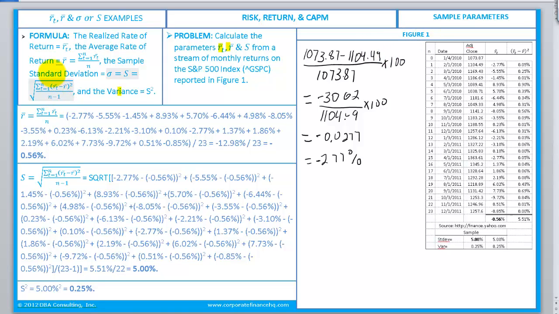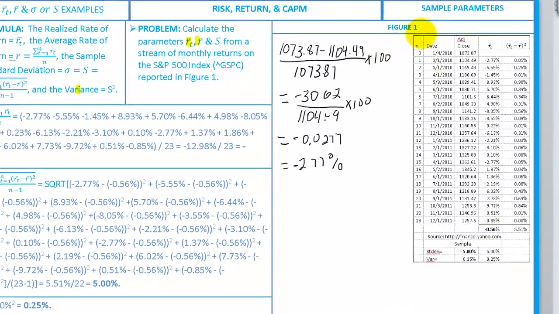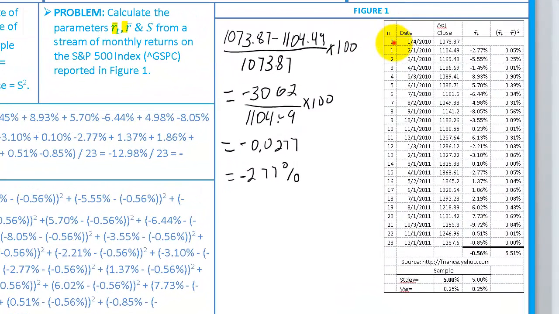We'll start with R hat. R hat is equal to the sum from t equals 1 to n of R hat sub t divided by n. Okay, so here, starting with t equals 1, time period 1, then it goes to time period 23, and our n starts from 0 and goes to 23.